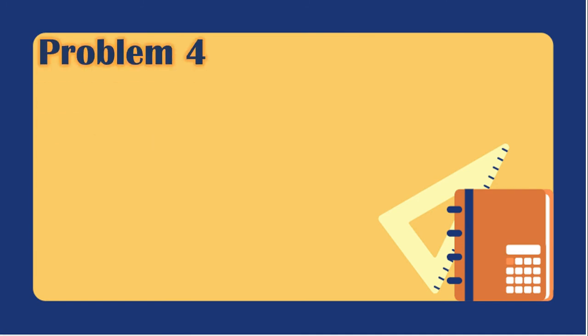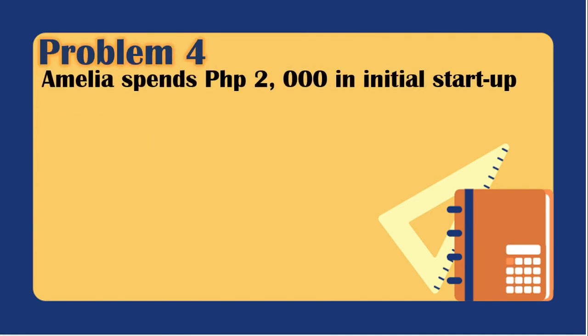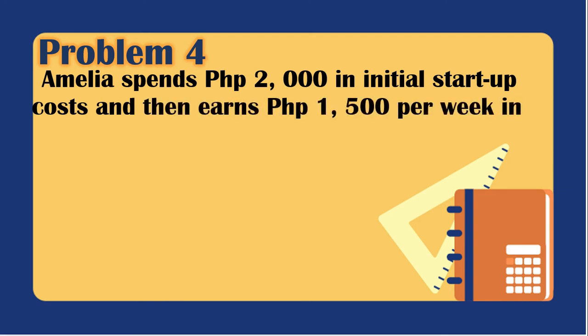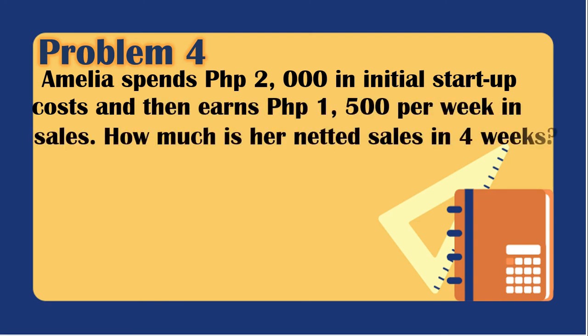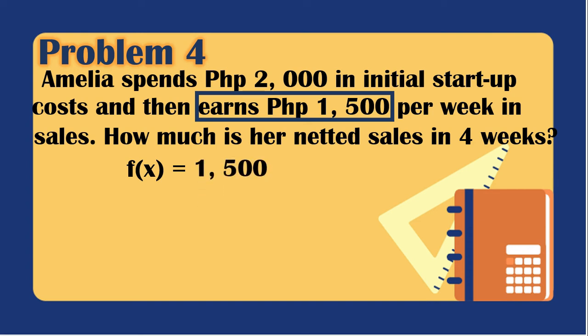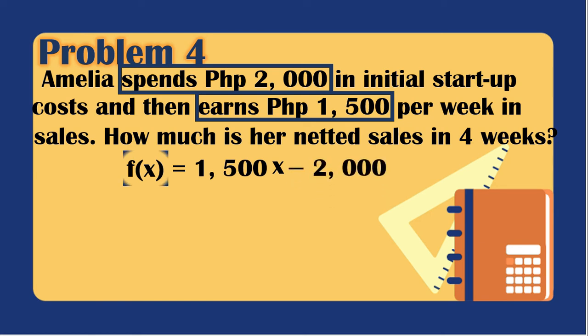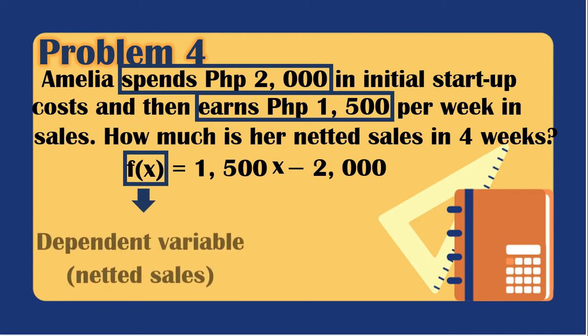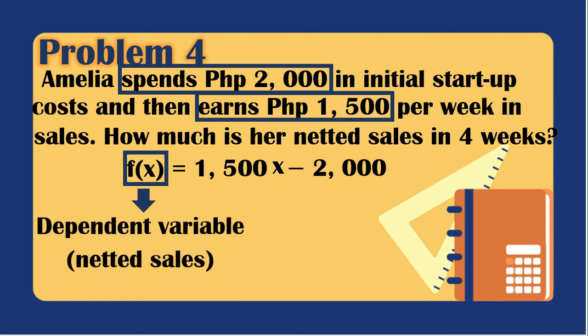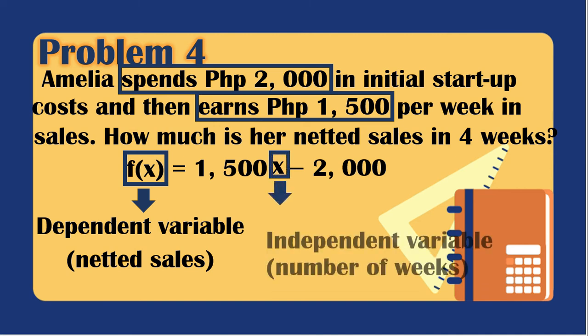Problem number 4. Amelia spends 2,000 in initial startup costs and then earns 1,500 per week in sales. How much is her netted sales in 4 weeks? So our linear function is f of x equals, she earns 1,500 per week, so that is 1,500x. X will be our number of weeks. Spends 2,000. Spends meaning her money decreases, so that will be minus 2,000. Our f of x here is the dependent variable, which is the netted sales. And then our x here is our independent variable, which is the number of weeks.